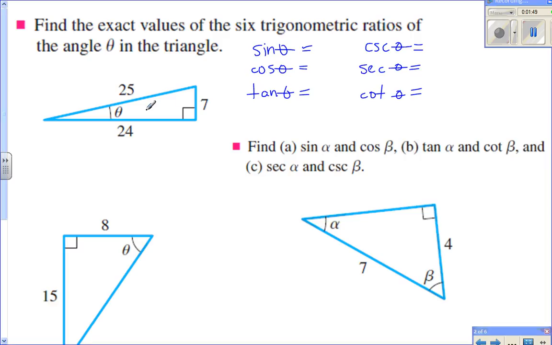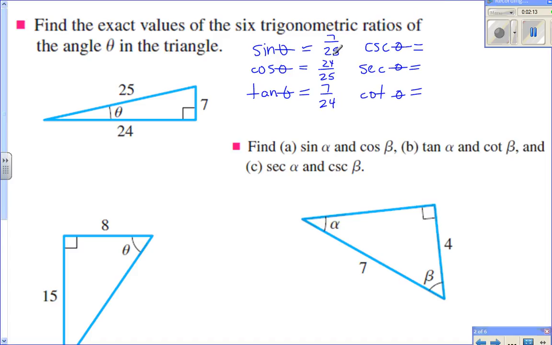So when we begin with this, if we want sine, we know sine is opposite over hypotenuse. So the opposite side of sine is 7, hypotenuse is 25. So we'd have 7 over 25. Cosine is adjacent over hypotenuse, so adjacent does touch, so we'd have 24 over 25. And then tangent is opposite over adjacent, so we would have 7 over 24.